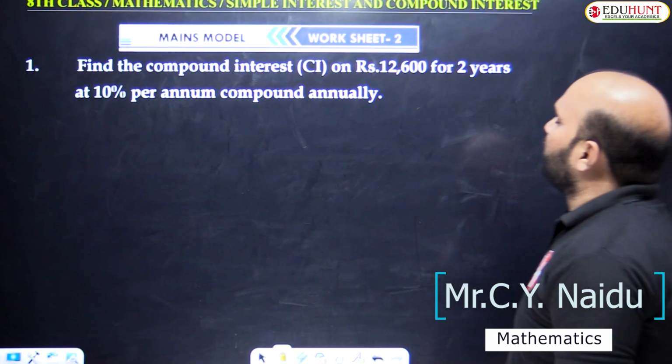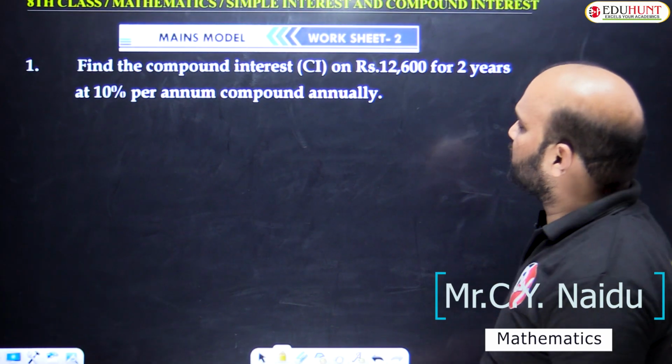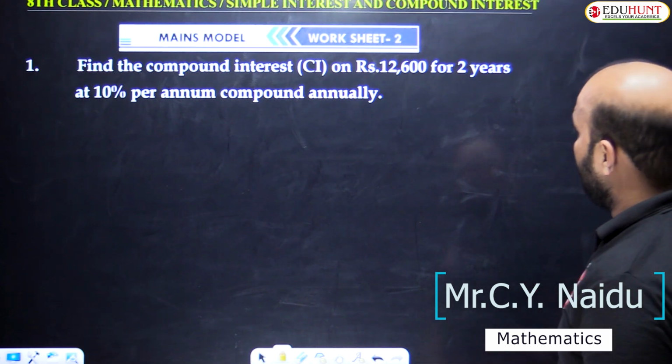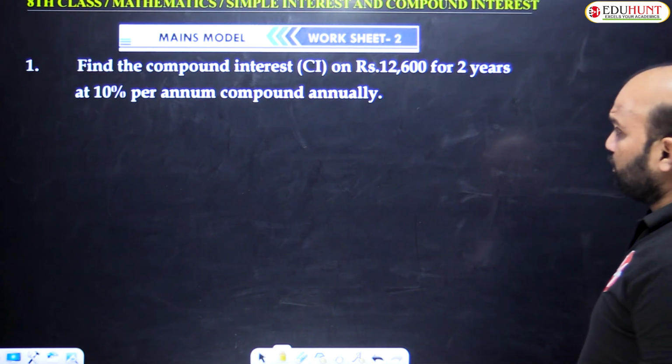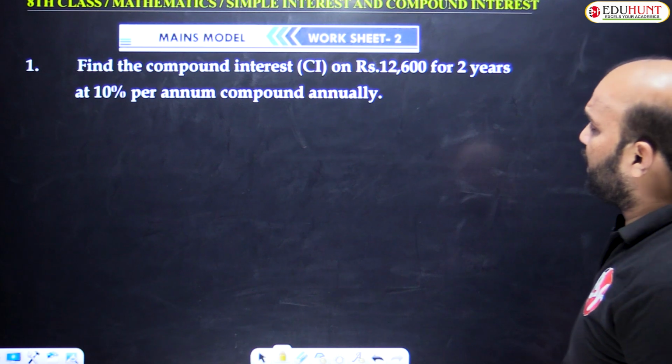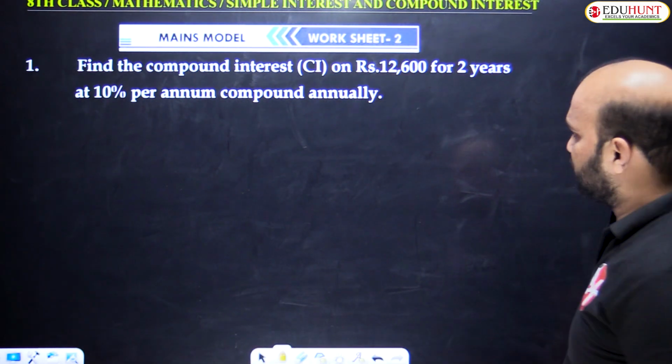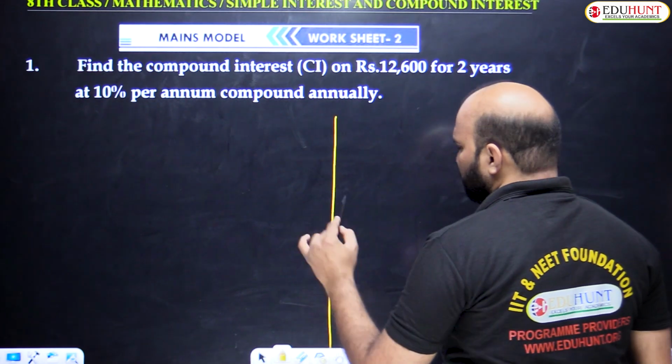So let's go to worksheet number 2. It's a compound interest concept. Have a look at question number 1. Find the compound interest on 12,600 rupees for 2 years at 10% per annum compounded annually. So it can be calculated by 2 types of methods. One is the Pascal method, another one is the traditional method.